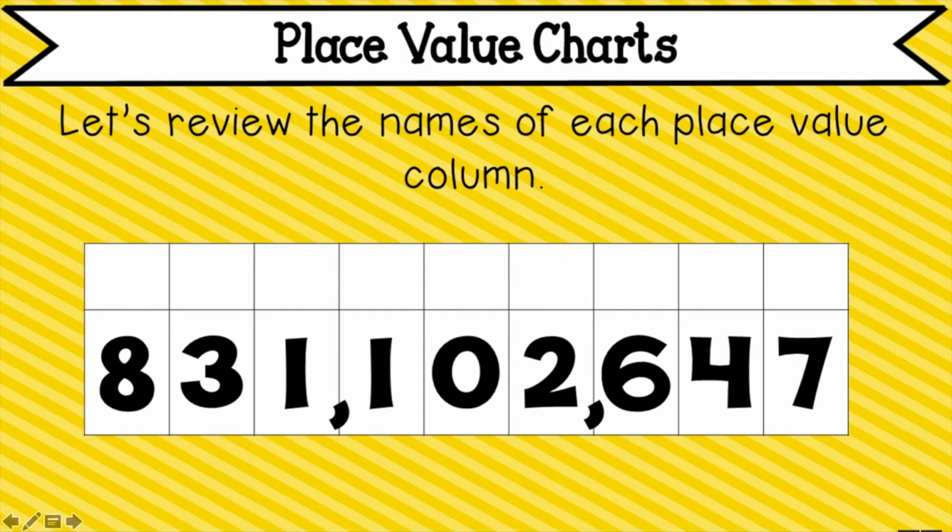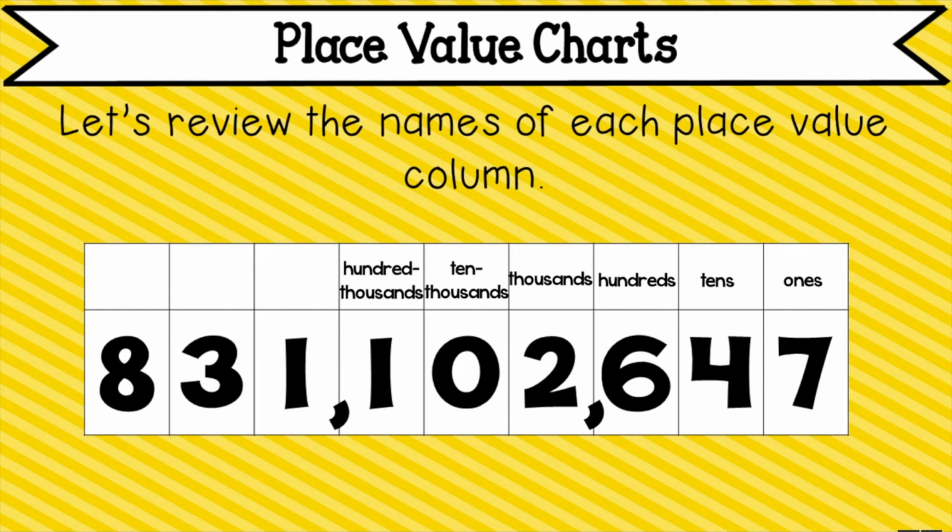All right, so now we're going to talk about decimals and place value. So let's just start by reviewing the names of each place value column. All right, so here we have the ones, tens, hundreds, thousands, 10,000s, 100,000s, millions, 10 millions, and 100 millions.